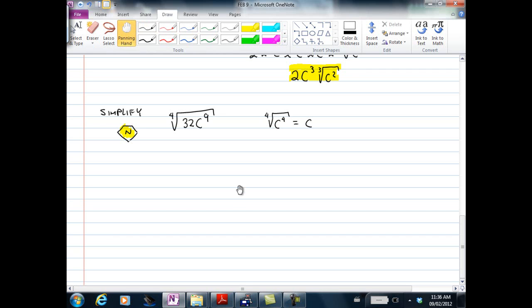Now, I can rewrite this as 2 separate roots. I can break this down to make your life easier. Fourth root of 32 times the fourth root of c to the 9. Agreed?